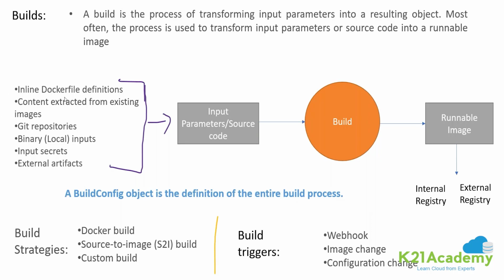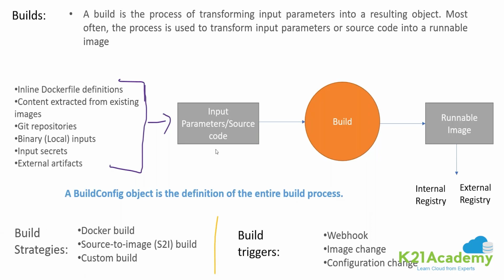How this source will be processed by the build or given as input is called the strategy. By default, OpenShift supports three to four different strategies. One of them is a Docker build. The second one is source to image. The third one is a custom build, and pipelines. This is something which comes under the CI/CD pipeline, guys. But these are the build strategies.